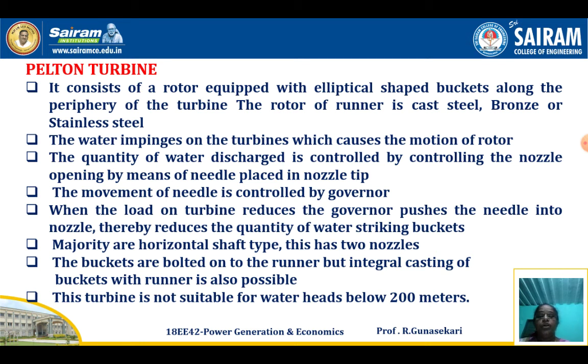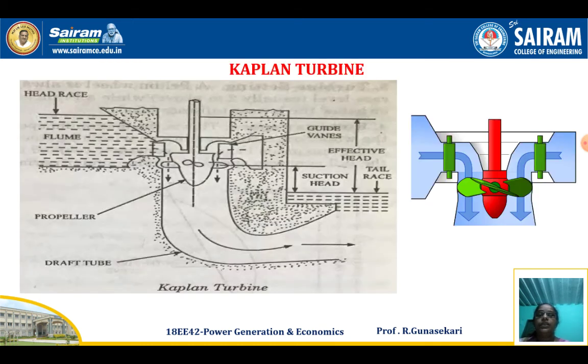When the load on the turbine reduces, the governor pushes the needle into the nozzle, thereby reducing the quantity of water striking the buckets. Majority are horizontal shaft type. This has two nozzles. The buckets are bolted onto the runner, but integral casting of buckets with a runner is also possible. This turbine is not suitable for water heads below 200 meters.